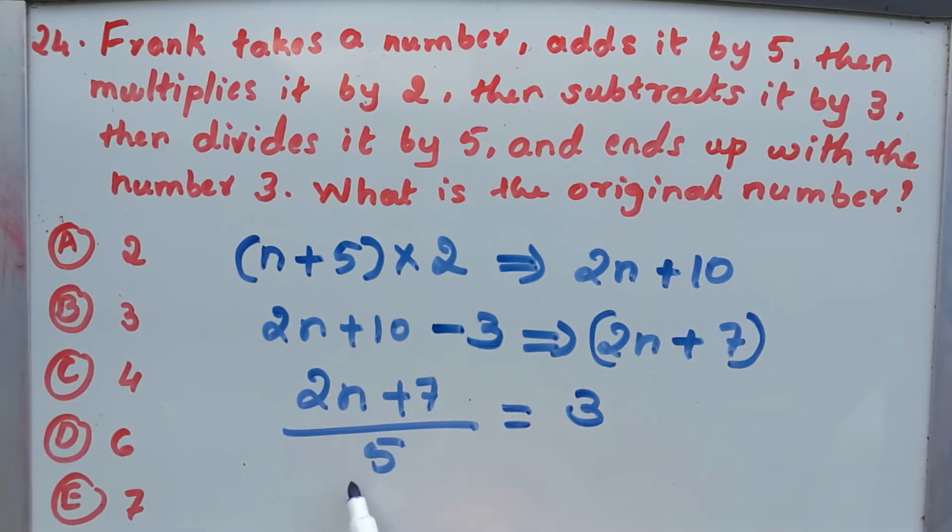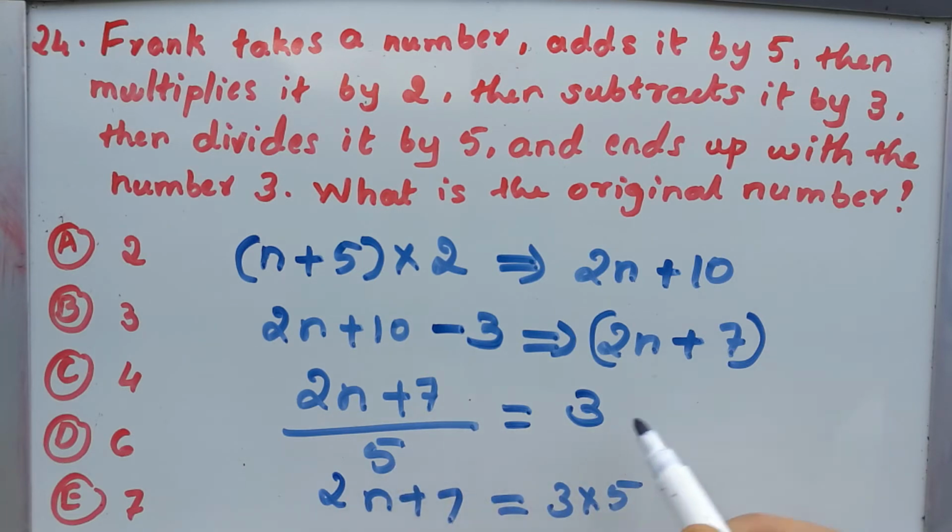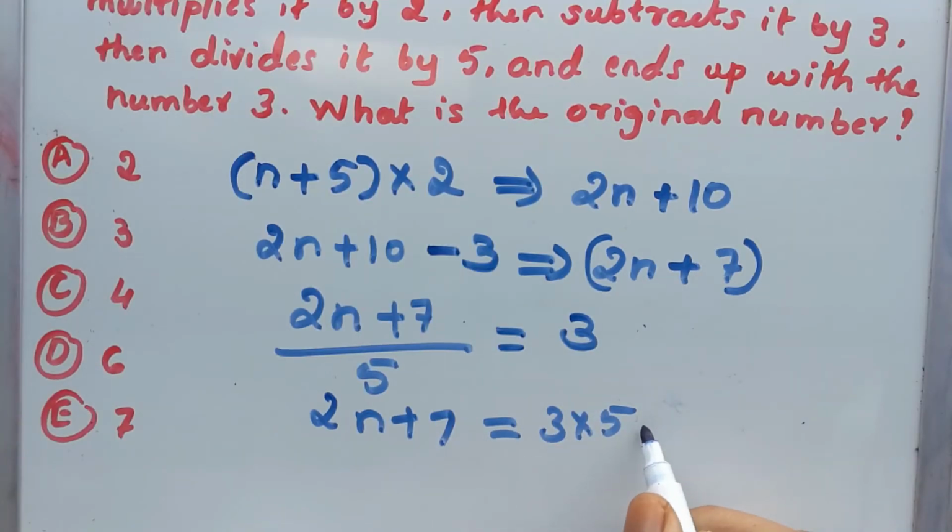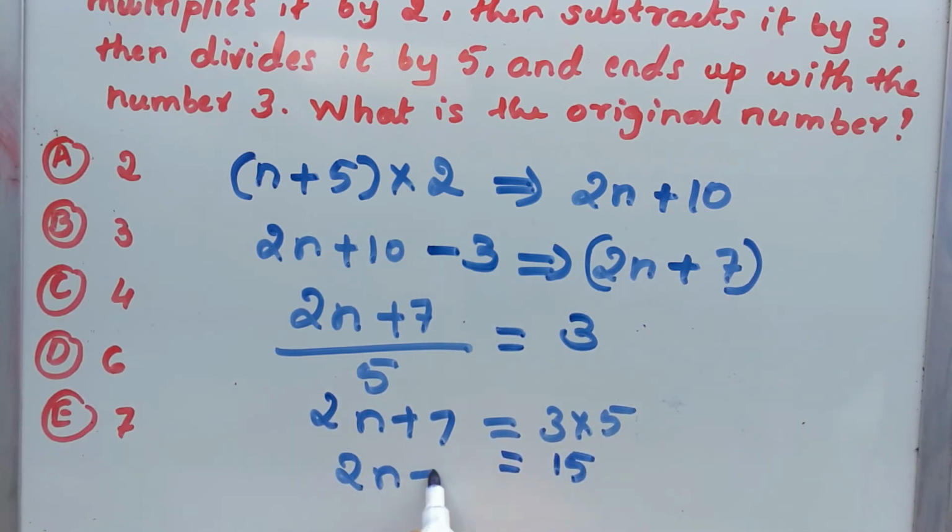This is 2n plus 7 is equal to 3 multiplied by 5. This is cross multiplication. This denominator goes to the right hand side, but the operation becomes multiplication. The 3 times 5, 3 times 5 is 15. 2n plus 7 is equal to 15.